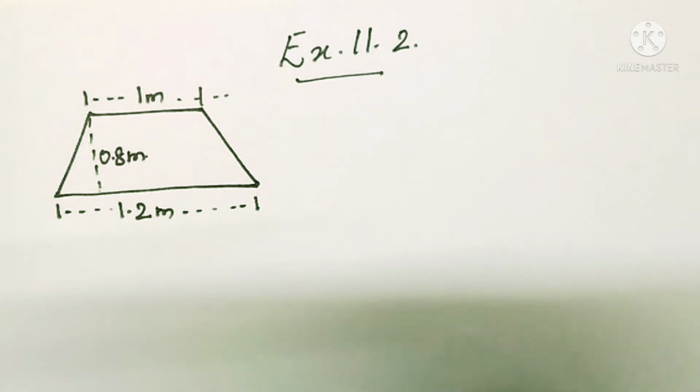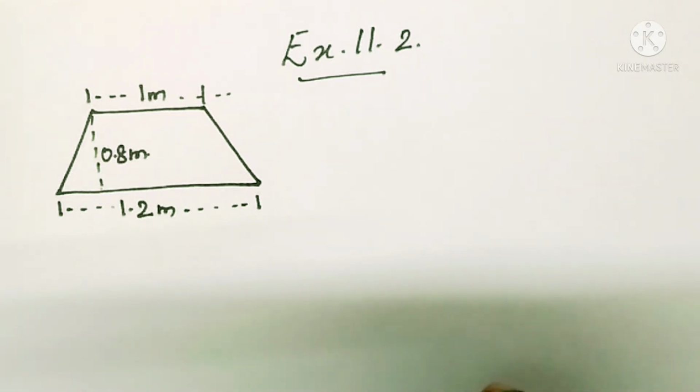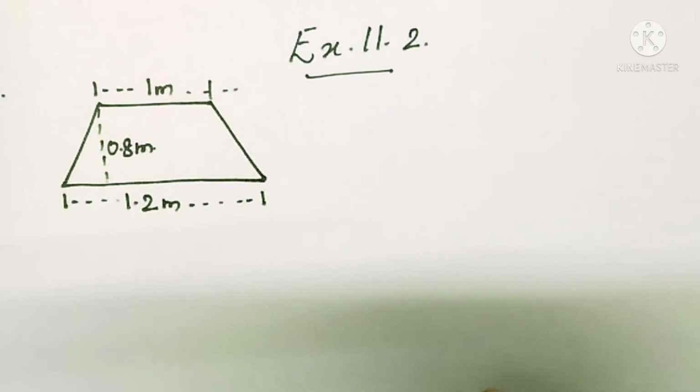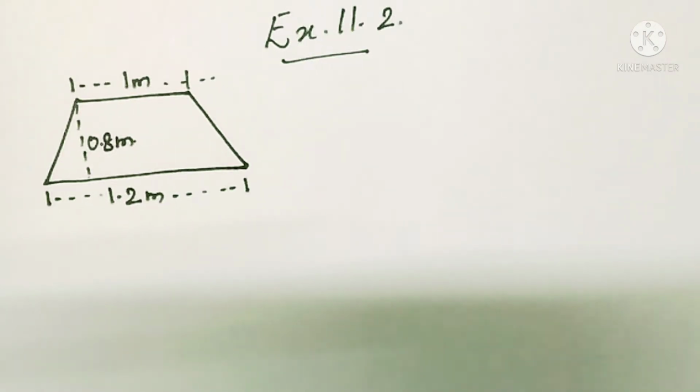The first question is, the shape of the top surface of a table is a trapezium. Find its area if its parallel sides are 1 meter and 1.2 meter and perpendicular distance between them is 0.8 meter. So what do we have to do first?